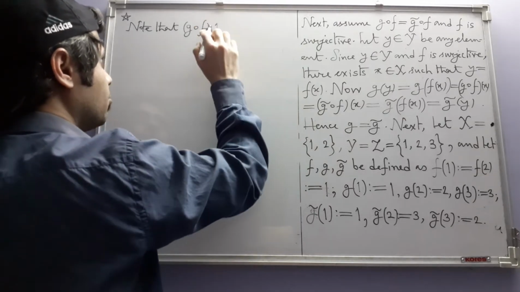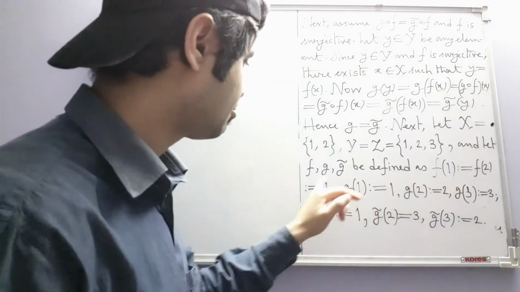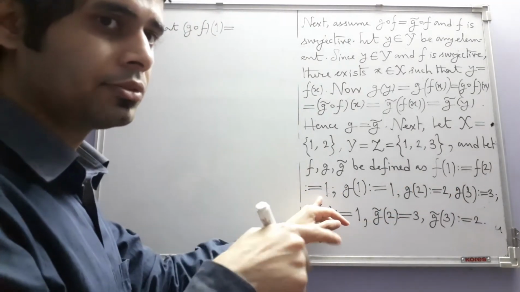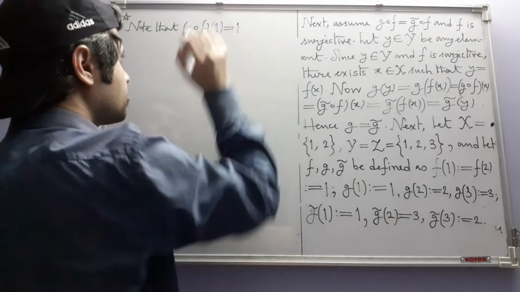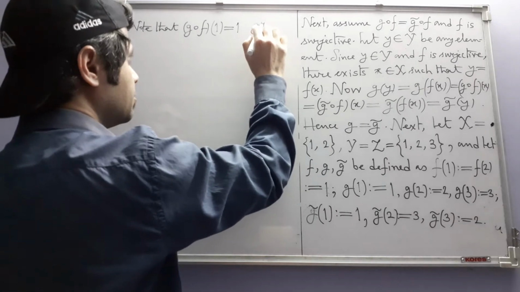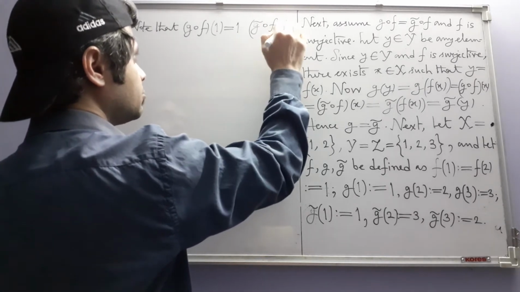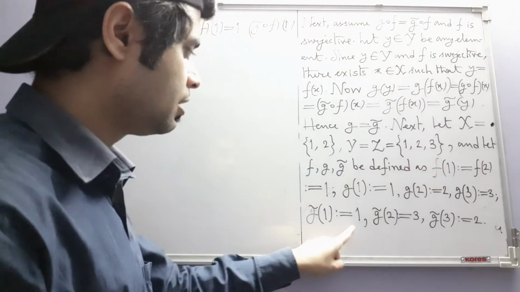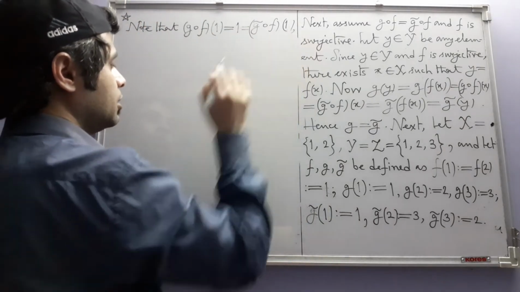At 1, what is f of 1? F of 1 is 1, and g of that 1 is also 1. So this is equal to 1. Now g tilde composition f of 1. What about this? F of 1 is 1. G tilde of 1 is also 1. So that means these two are equal.